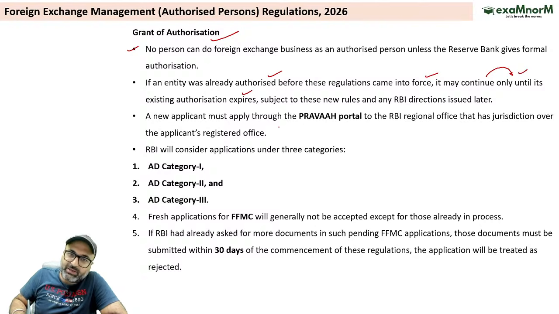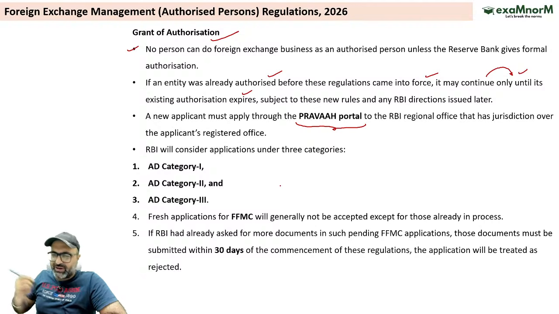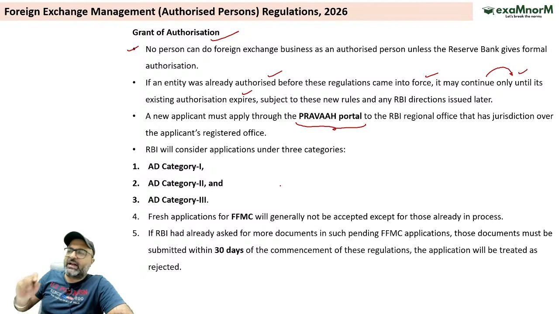A new applicant must apply through the Pravaha portal. As you all know, if you want to apply for the same business authorization, then you will be applying only and only through the Pravaha portal. You are not allowed to apply any other way. So you must apply through the Pravaha portal to the RBI regional office that has jurisdiction over the applicant's registered office. Okay, that is what you need to remember.